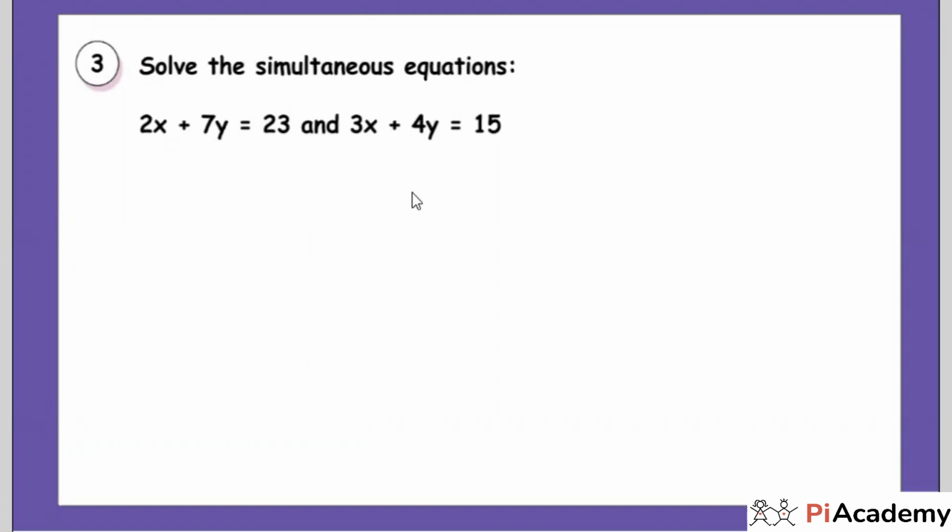Whenever you get this type of question, do one thing, just write it down like this. 2x plus 7y equals 23. Now write down the next equation, 3x plus 4y equals 15. Now what you find here is the numbers are totally different, right? 2 and 3 are different. 7 and 4 are also different, right? So it's not possible to directly add or subtract, because the numbers are different.